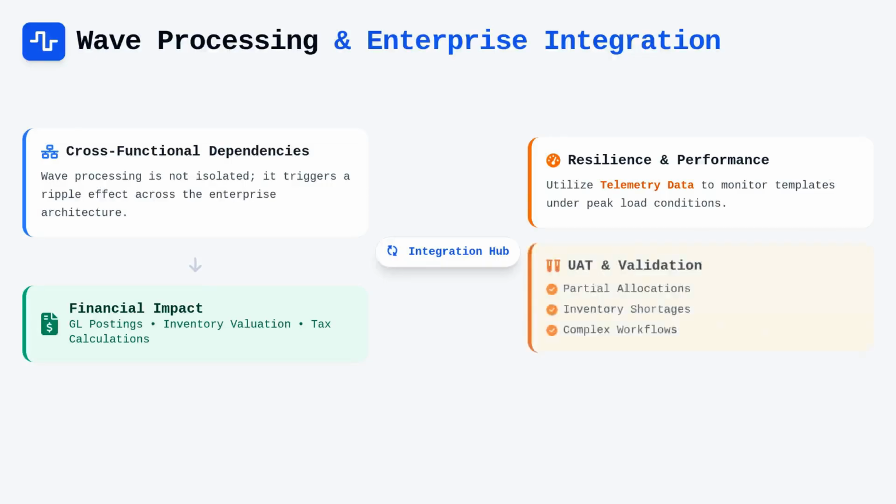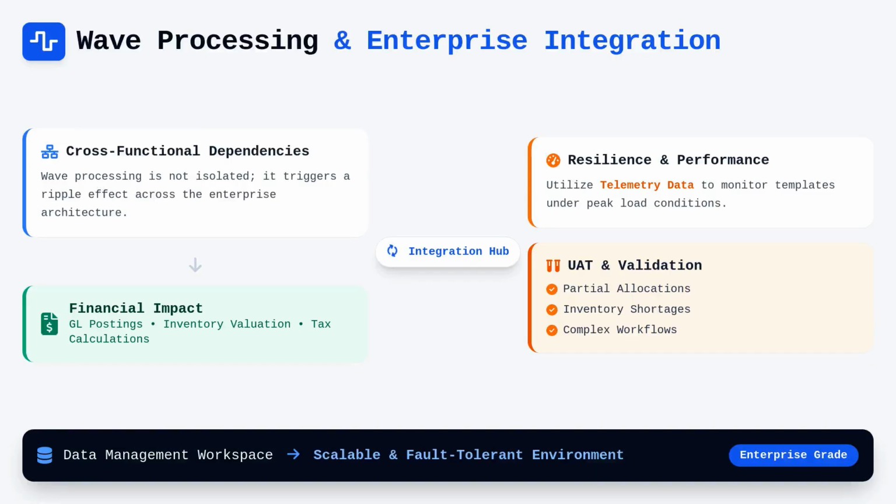As a functional consultant, your responsibility extends to crafting user acceptance testing scripts that specifically target edge cases, such as partial allocations, inventory shortages, or complex workflow conditions. By validating these scenarios through data entity migration templates in the data management workspace, you help guarantee that your ERP environment remains scalable and fault-tolerant in the face of varying business demands.